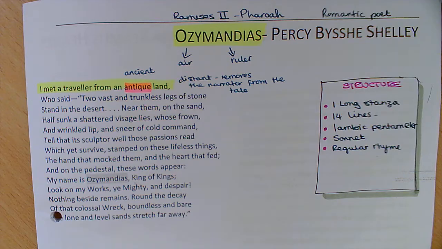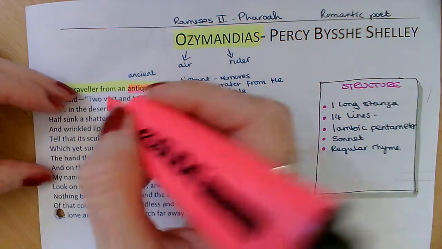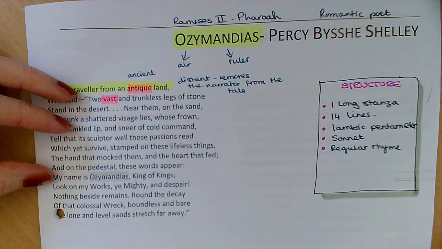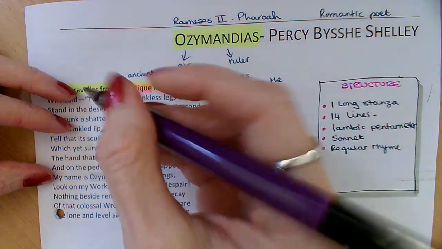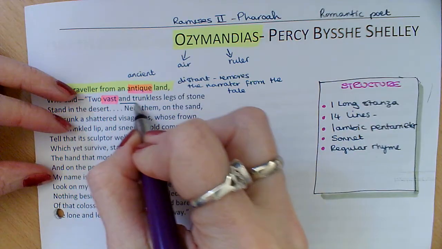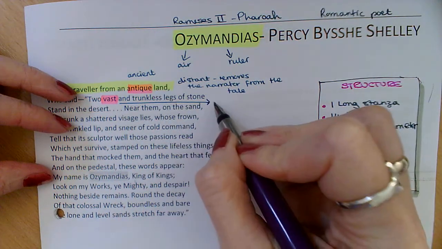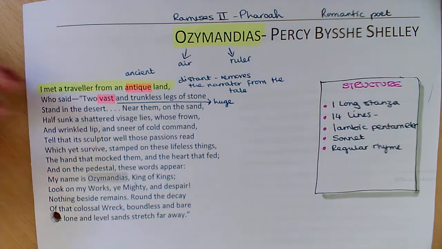So this removes it even further, okay? Who said, two vast and trunkless legs of stone stand in the desert. Any idea what vast means? Yeah, it means huge, okay? So vast means huge. What about trunkless?